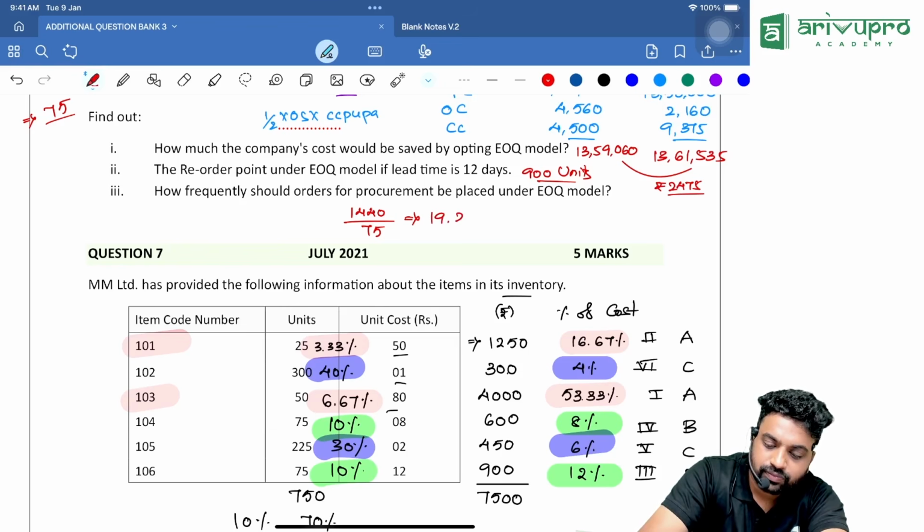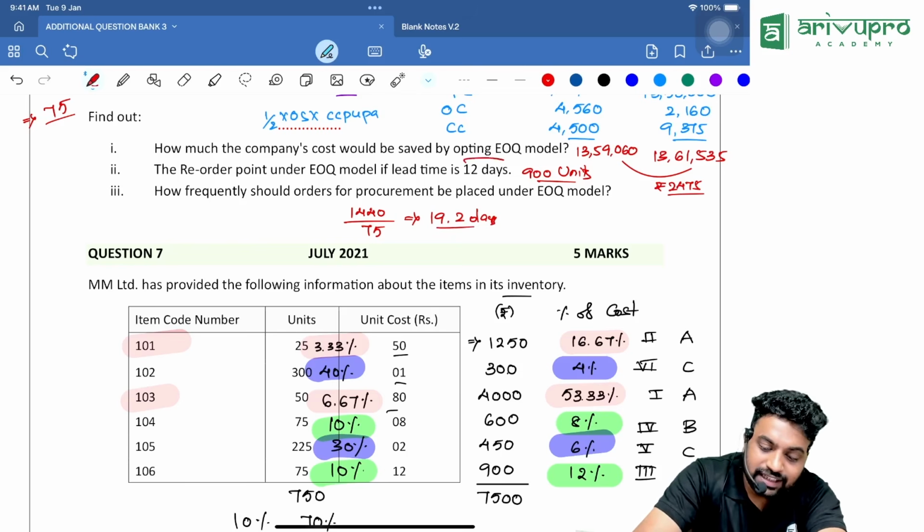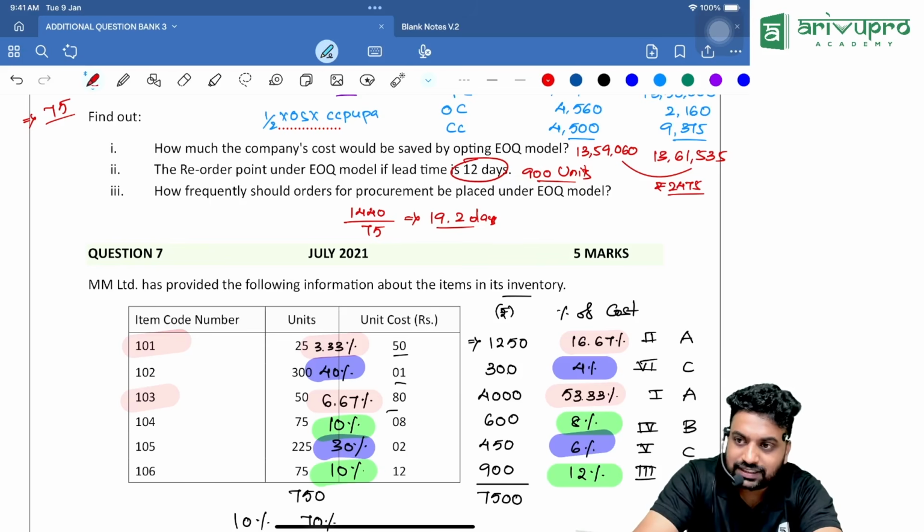19.2 days, not 20, don't round it off. 19.2 days. And lead time is 12 days, which means my next order should be placed at least 12 days prior to the date when my inventory is getting empty.